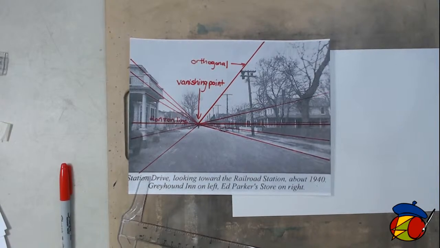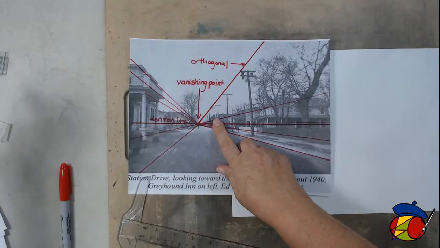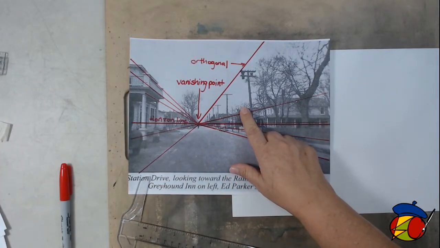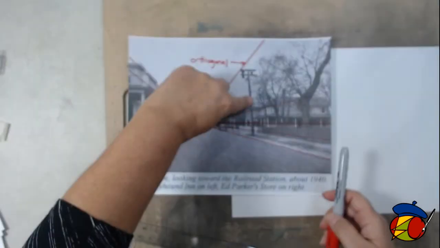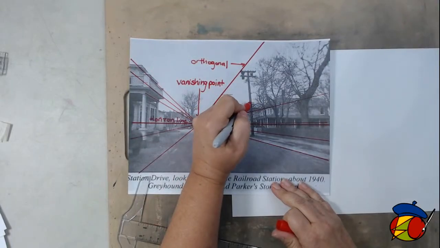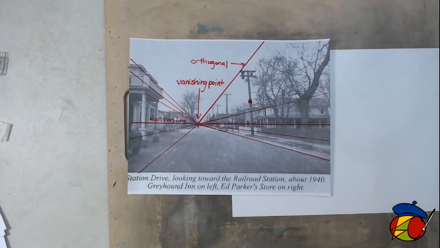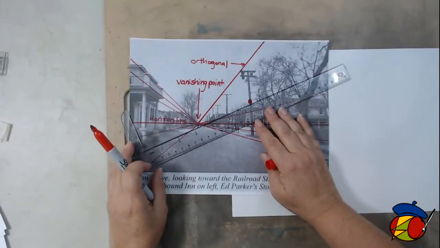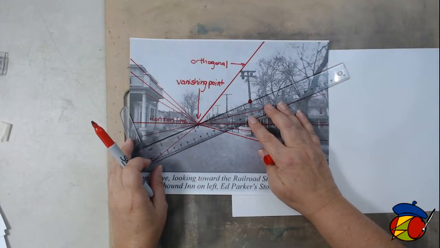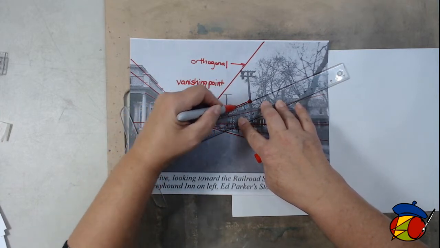Okay. So, if I look at the first two telephone poles in the front, the first thing I need to do is eyeball where halfway between them is and put a point there. And I'm going to draw a line from the vanishing point to that halfway point really quick. I'm going to try to make it a little bit darker.